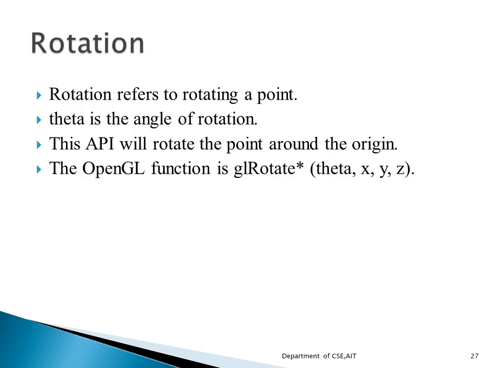A 4 cross 4 rotation matrix will be generated by making use of the API glRotate. The first parameter is theta, which is given in degrees. This routine is going to convert that to radians for the trigonometric calculations. The next parameter is the axis about which it has to be rotated, which can be expressed in the form of x, y and z. The star here means the suffix can be f or d, so you can go for a floating number or a double number. This API is going to rotate the point around the origin.